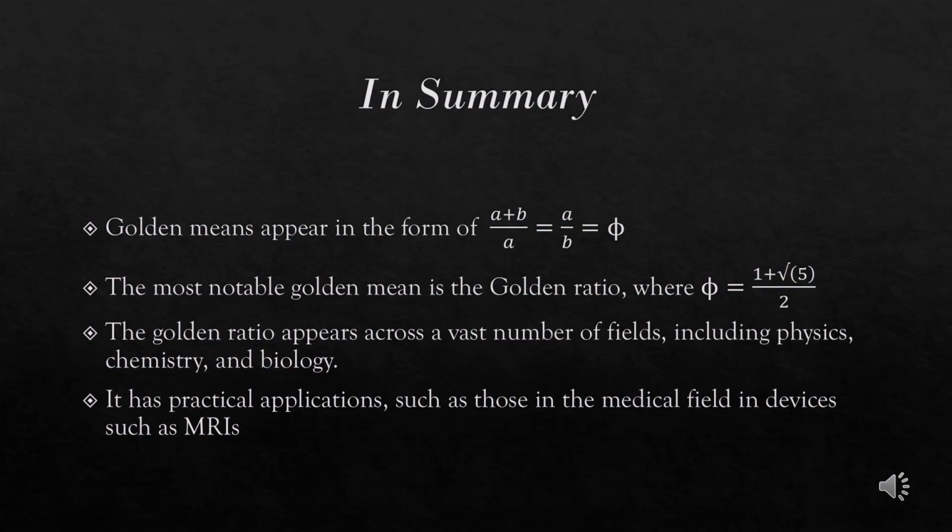To summarize what we've discussed today, there are numbers known as golden means that take the form (a plus b) over a is equal to a over b is equal to phi. The most notable golden mean is the golden ratio, where phi is equal to (1 plus the square root of 5) over 2. This ratio appears across vastly different fields such as psychology, physics, or even quantum mechanics, and it also has practical applications such as those in the medical field, specifically in devices such as MRIs.